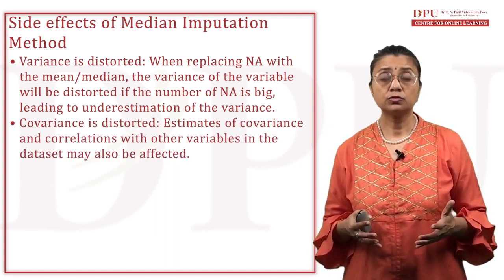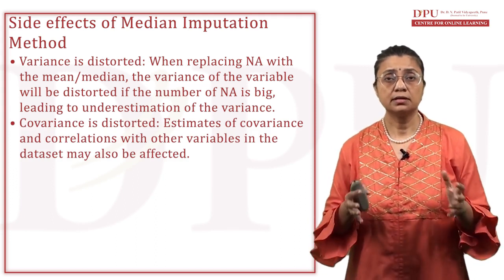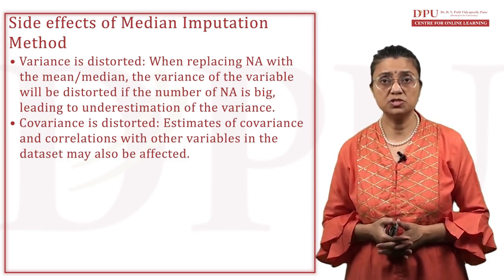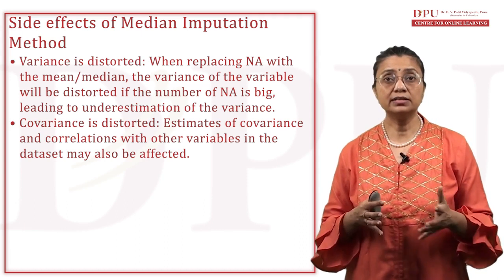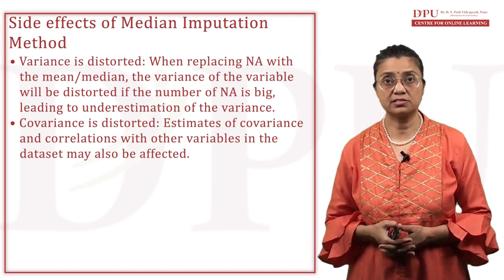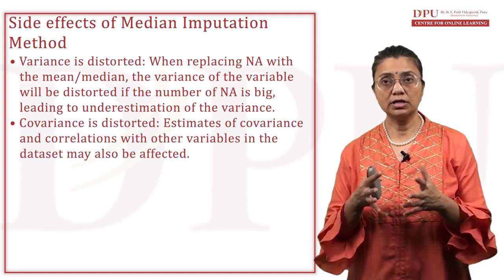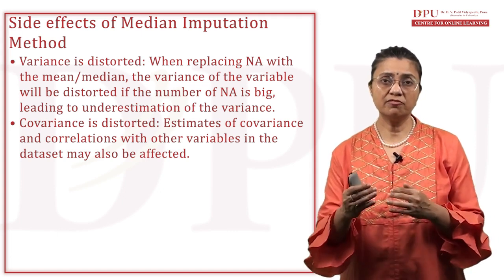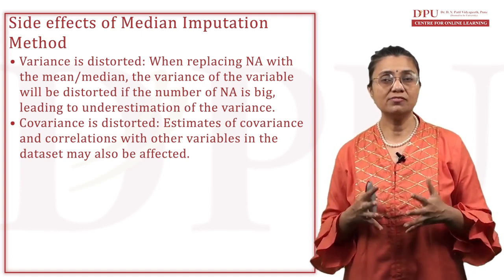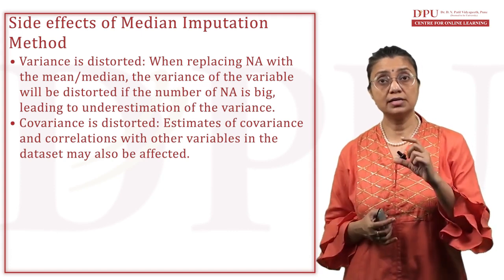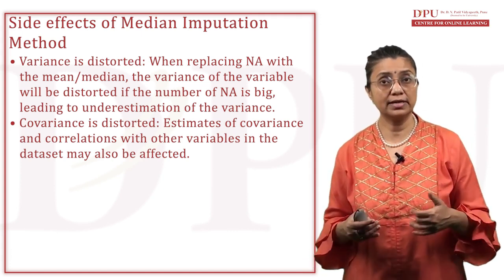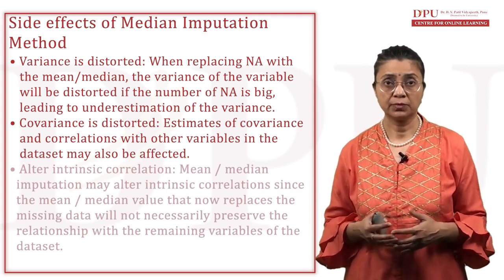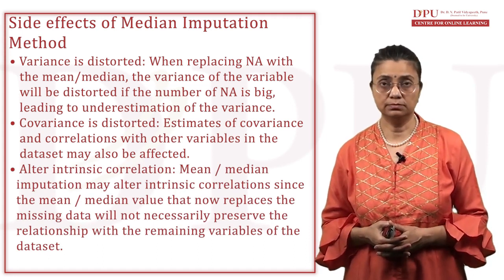Covariance is distorted. So students, what is covariance? It is the relationship between multiple variables. So the estimation of covariance and correlations with other variables in the data set may also be affected. Because if we are talking of the correlation coefficient between two variables or two columns, it might have been coming somewhere close to 1 had there been the original value in the NA. But now, since we have put an assumed value, and the assumed value is based on the existing values, we might get a different covariance and a different correlation. It can alter intrinsic correlation.